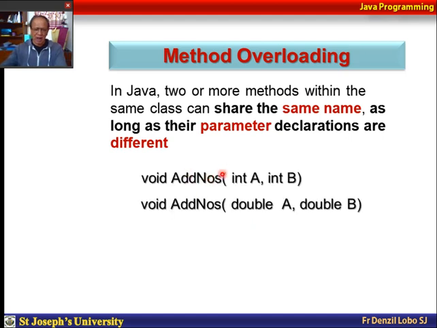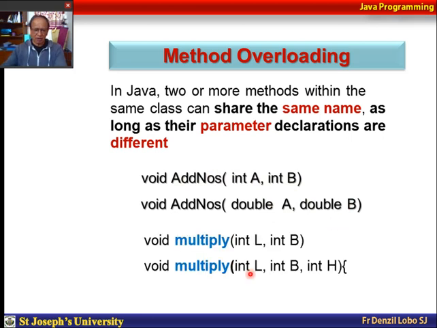For example, here, add numbers. I can add two numbers of integer type. I can add two numbers of double type. These are two different methods, therefore same name but different parameters. They are integer parameters. Here are parameters which are floating numbers. Or for example, I want to multiply only two numbers, L and B, or I want to multiply L, B and H, three numbers. The name of the function is the same, but in the first case there are two parameters, in this case there are three parameters. So this is how polymorphism is achieved.